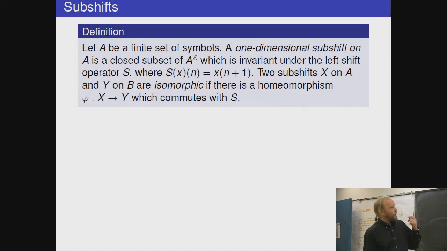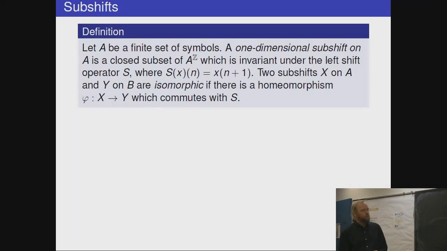There's a natural topology on the space A to the Z, where we give A the discrete topology, since it's a finite set, and we look at the product topology. This is a zero-dimensional space. It's homeomorphic to the Cantor set. And so we want to look at a collection that is both invariant under the shift and also topologically closed. It gives us a nice topological space here. We won't worry about the metric.